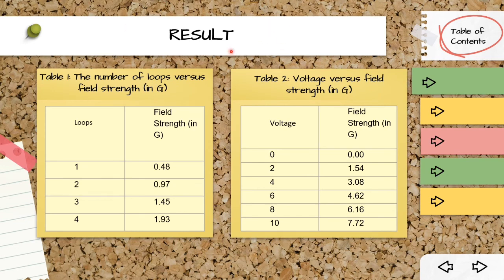Next, for the result, we can determine that the number of loops and the voltage are directly proportional to the field strength. Based on table 1 and table 2, we can clearly see that the higher number of loops, which is 4, has the higher field strength. Meanwhile, for table 2, the higher voltage, which is 10, produces the higher field strength.